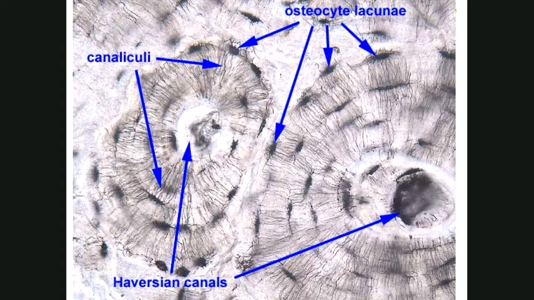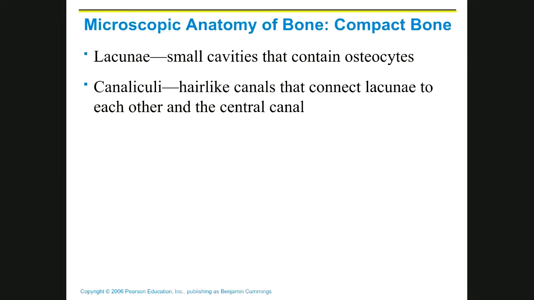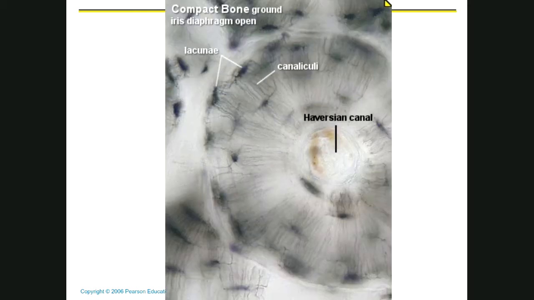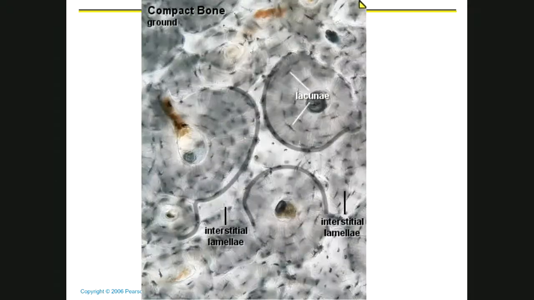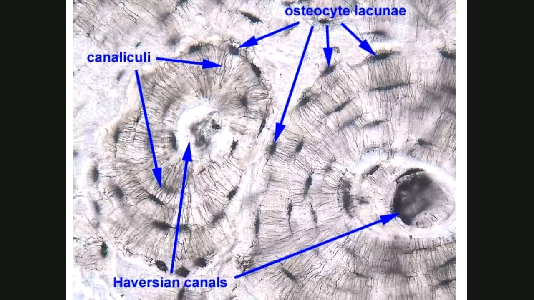Another thing you can see is that we have little tiny spaces where the cells sit. And remember, those cells are called osteocytes. So if we go back and look, you can see these little spaces. That's what looks like the bugs. So these are those lacunae. And inside here is where the osteocytes would be.